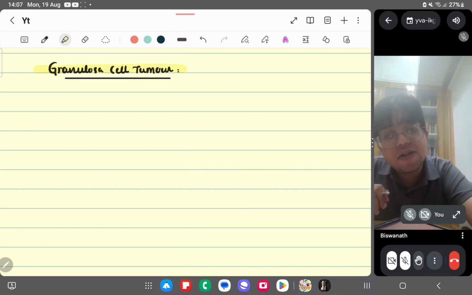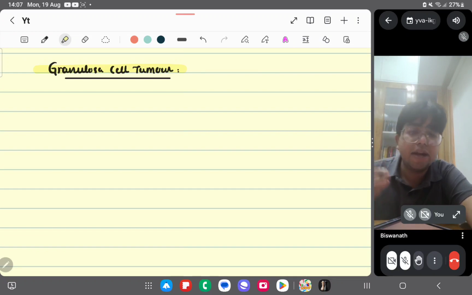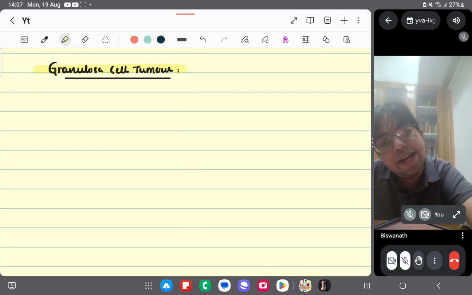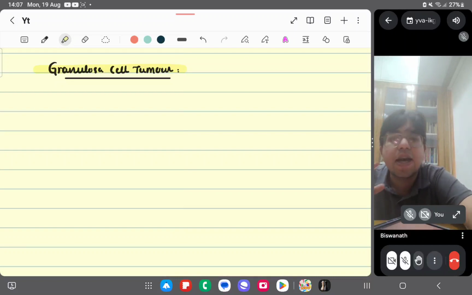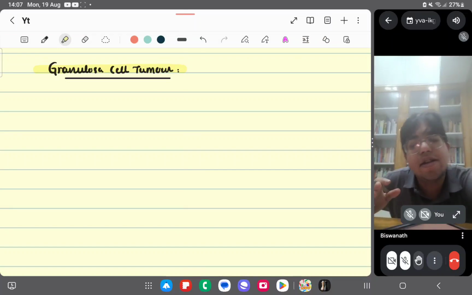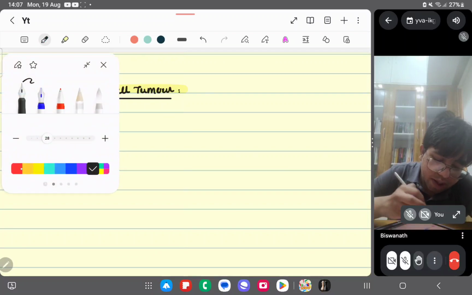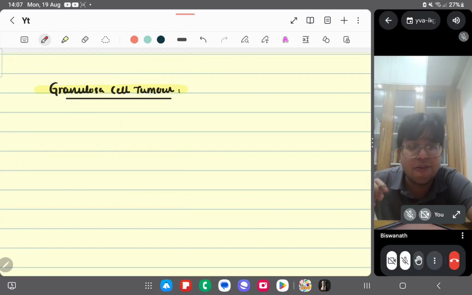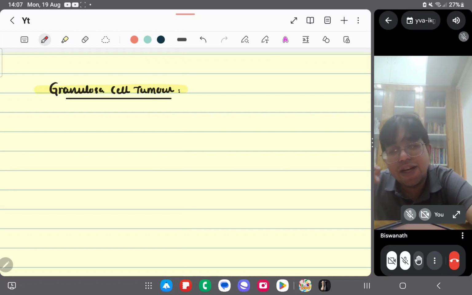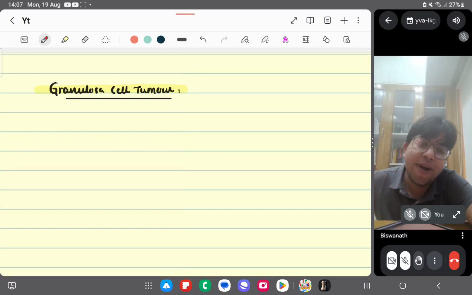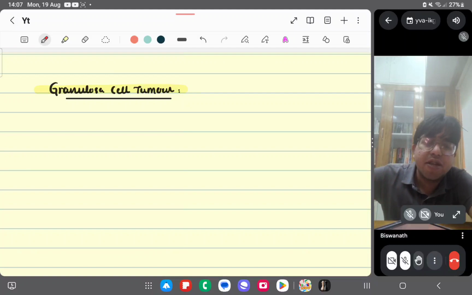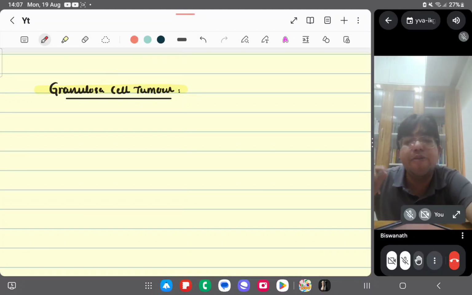Granulosa cell tumor. So this tumor occurs mainly in adults. Okay, 90 to 95% of cases are in adults only, but juvenile also. And remember the most specific thing about this: it is an estrogen secreting tumor. It will increase the estrogen. If it increases the estrogen, there will be endometrial hyperplasia, right? Due to increased estrogen, the endometrium multiplies. So it will be endometrial hyperplasia, and it can lead to menorrhagia as well.